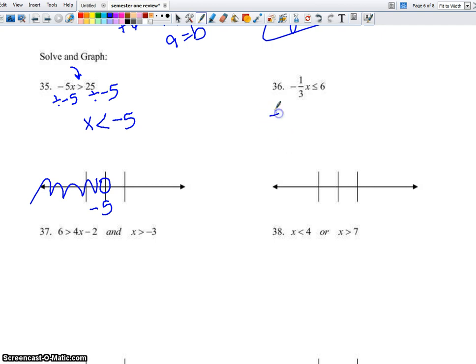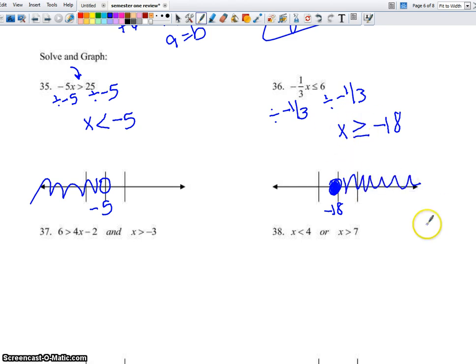Number 36, you're going to need to divide by a -1/3 on both sides, and so you get x is greater than or equal to. I divided by a negative and I had to flip. 6 divided by a -1/3 is a -18. Put your -18, draw your circle. We're going to color this one in because it has a line under it. X is at the beginning, so we shade the way the arrow points, which is to the right.